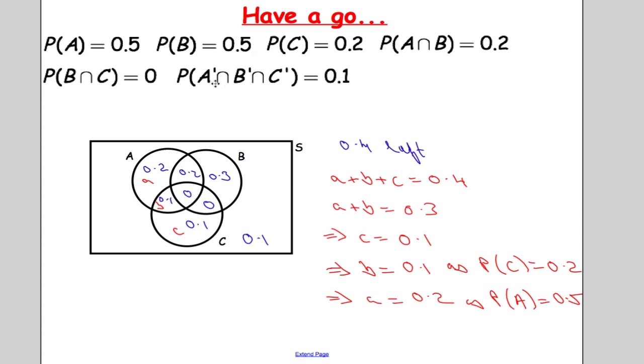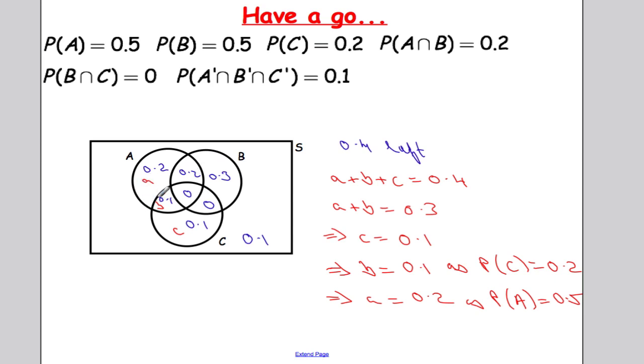I started by filling in, I know that not A and not B and not C is 0.1, so this part out here is 0.1. I'm also told that B intersection C is 0, so where B and C intersect must have a total probability of 0. That means both regions are 0. I'm told that A intersection B is 0.2. Well, if that's 0, that must be 0.2. I'm told that B is 0.5. Well, if that's 0.2, that must be 0.3 because the total probability is 0.5.